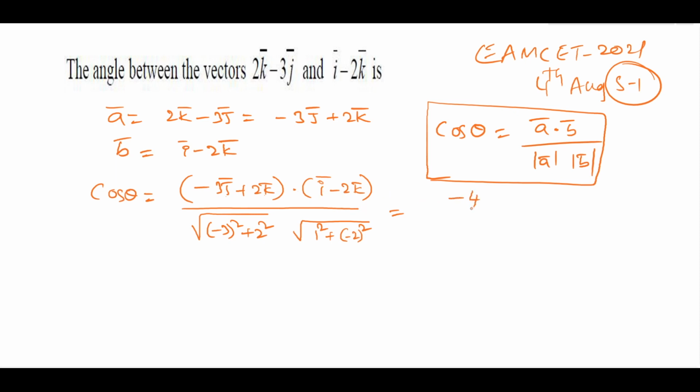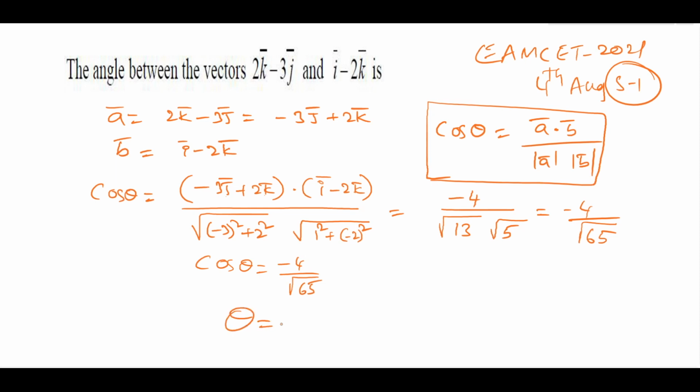This is minus 4 by under root of 9 plus 4, 13, and 1 plus 4, this is 5. That is equal to minus 4 by 13 into 5, that is 65. So cos theta is equal to minus 4 by root 65. Therefore theta is equal to cos inverse of minus 4 by root 65. This is the required answer.